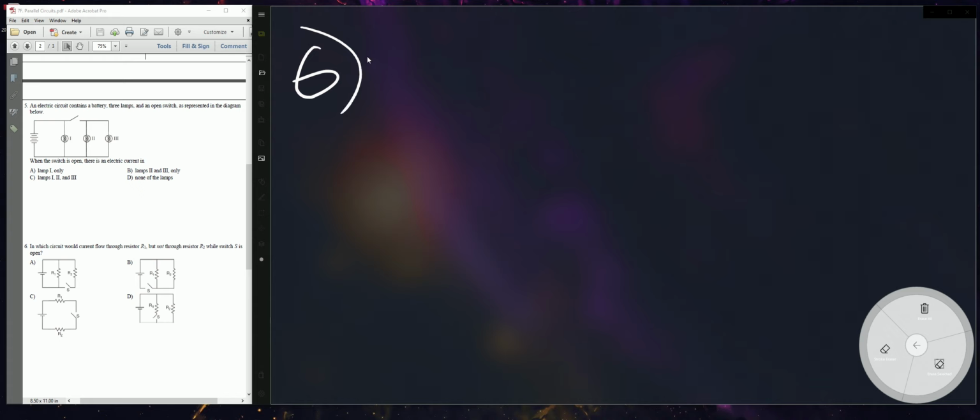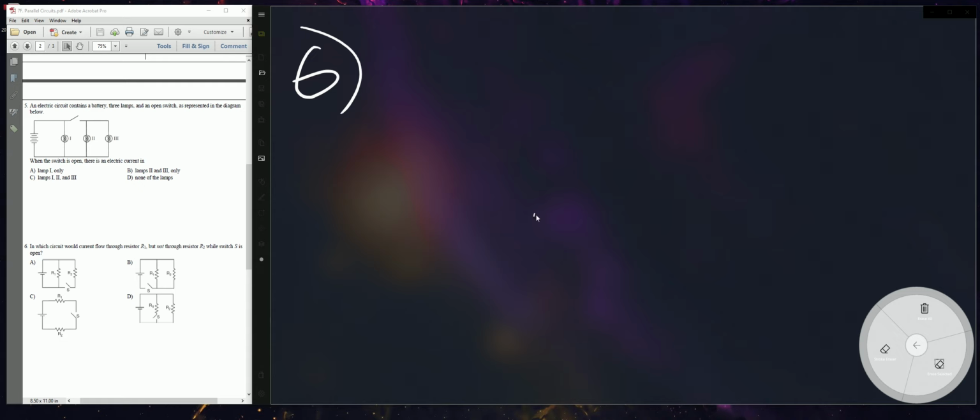In which circuit would current flow through resistor R1 but not through resistor R2 while switch S is open? If you take a look at these options, it should be fairly easy to figure out which current is going to flow through something. Let's work our way backwards, actually. Let's look at D, right?